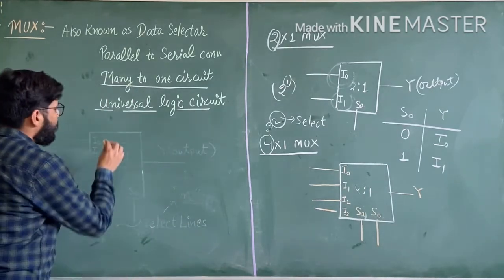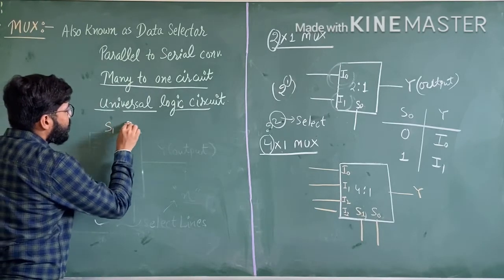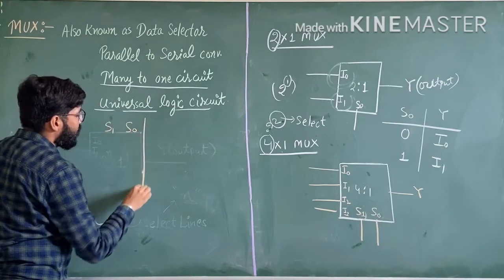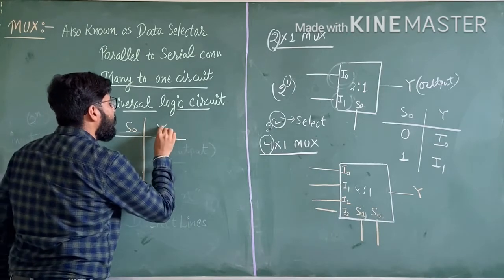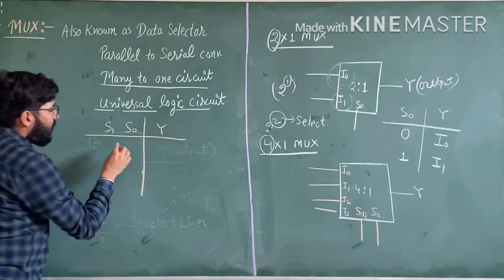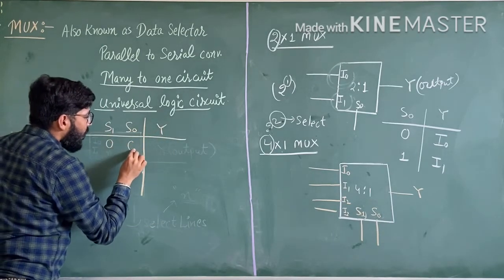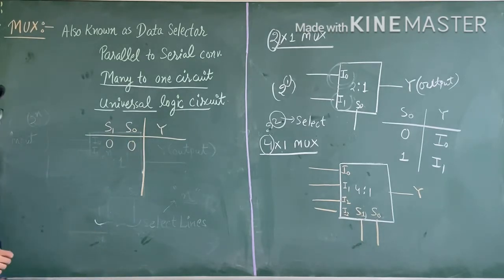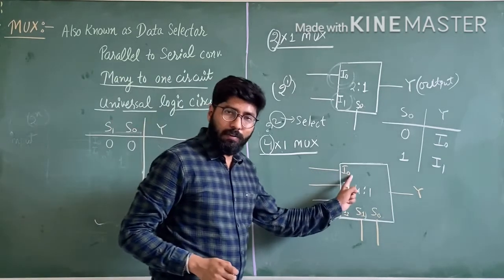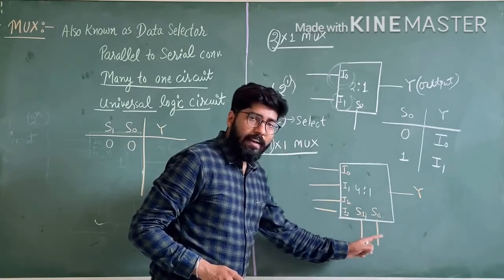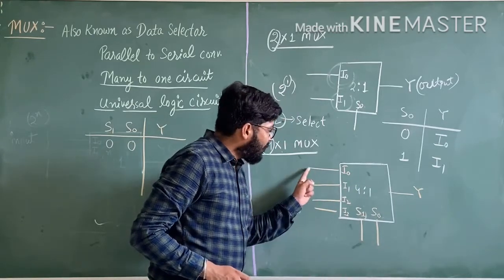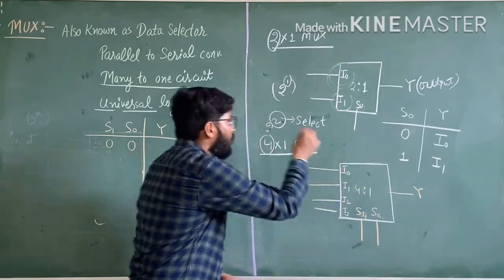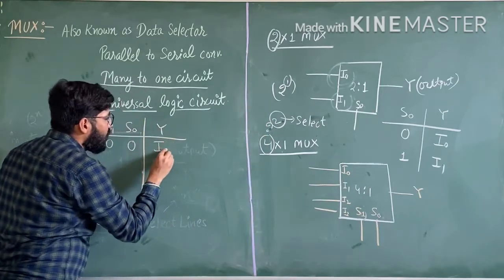Suppose this is S1, this is S0, and this is the Y output. Now we have a condition. Suppose S1 and S0 are 0, 0. If S1 and S0 are 0, the multiplexer passes only I0. Okay, so we get I0.